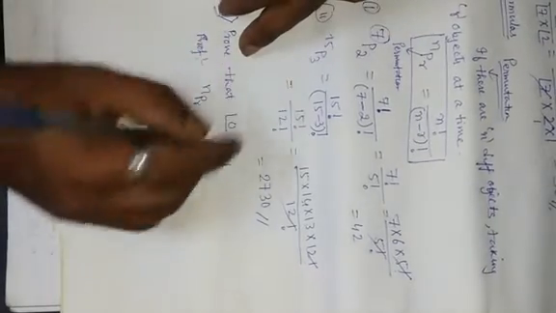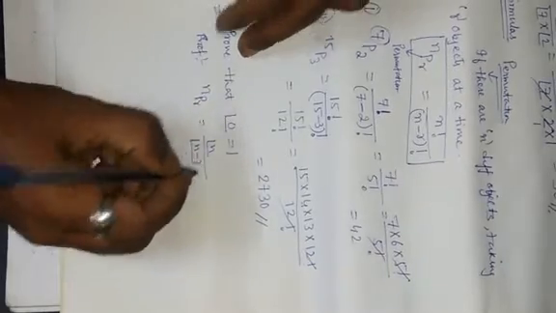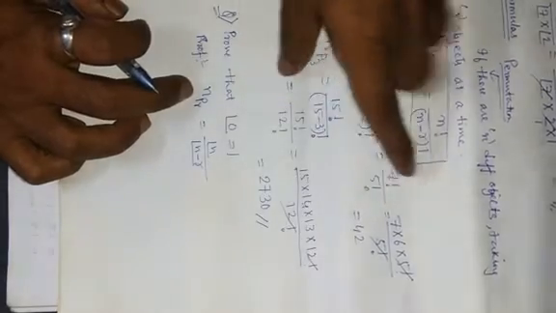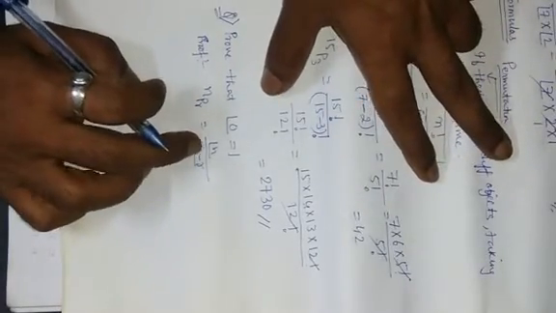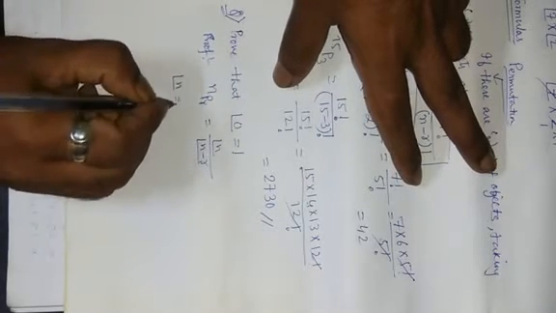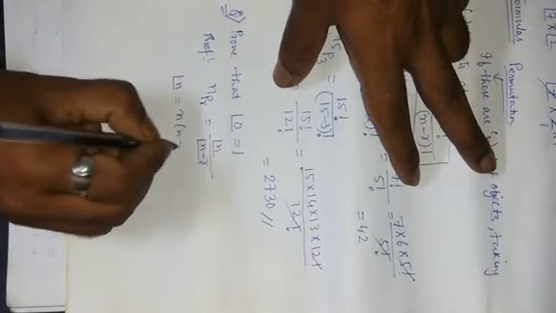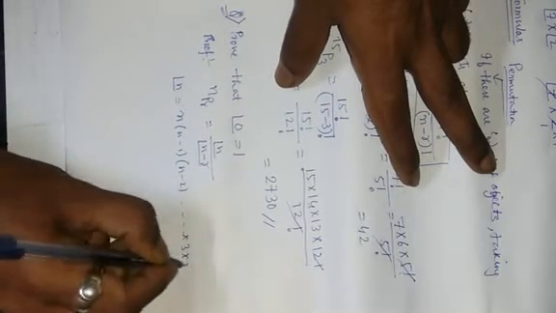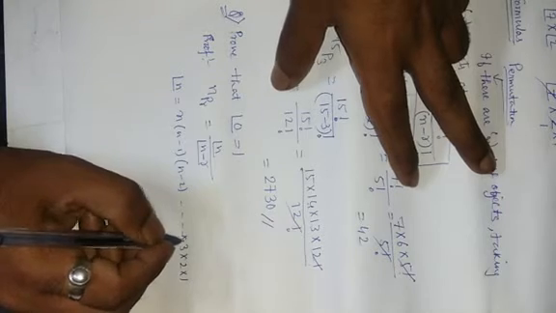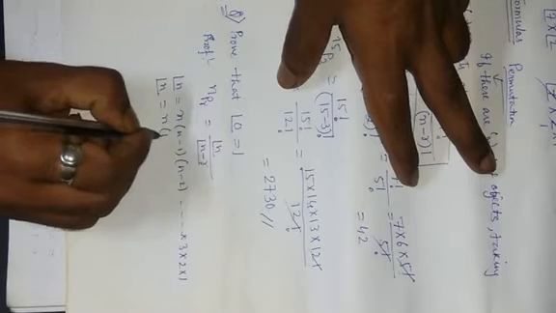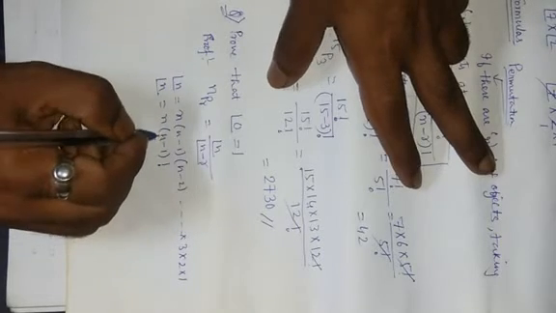nPr is equal to factorial n by factorial n minus r. What does factorial n indicate? It indicates the product of n natural numbers, or I can write this as n factorial is equal to n into n minus 1 factorial. I am reducing the problem.